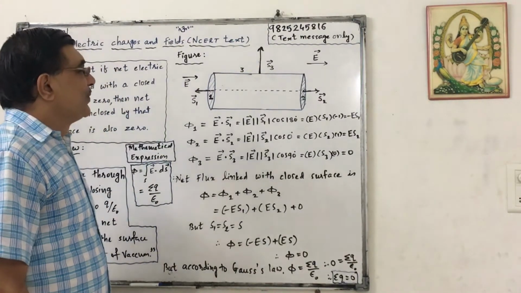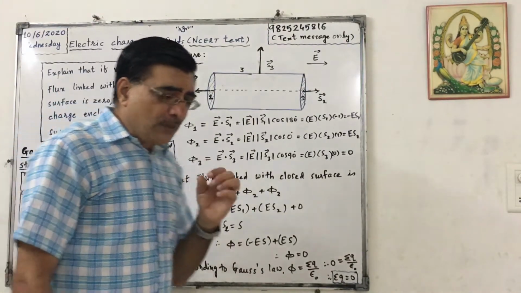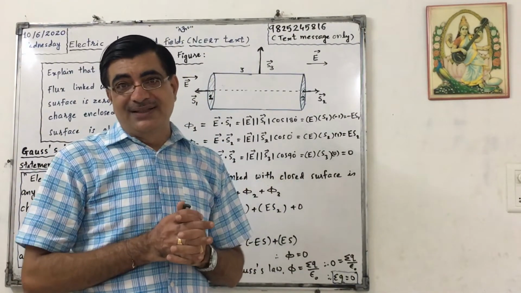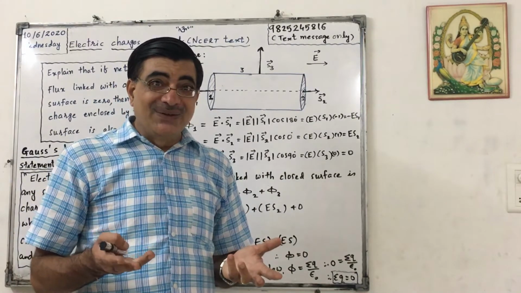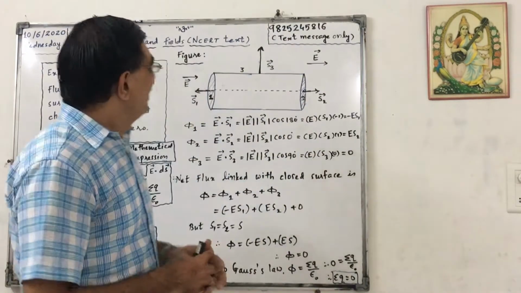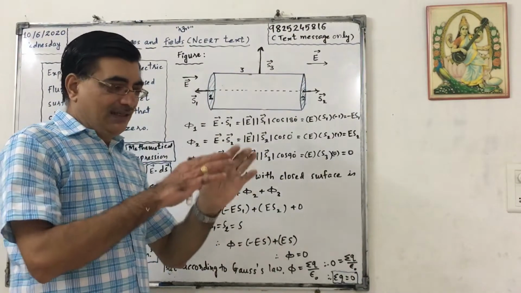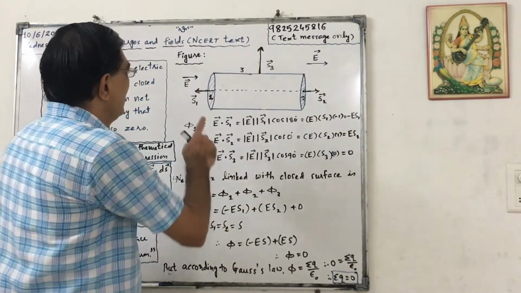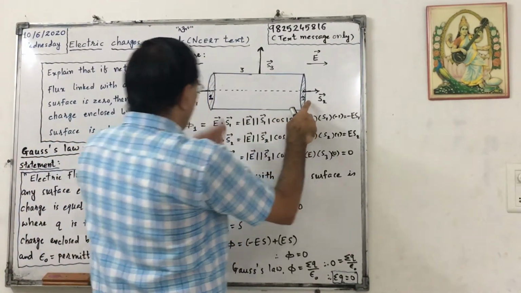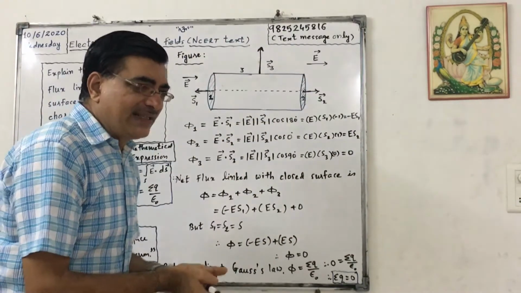So first of all, let us consider this figure. Always draw a proper figure, neat and clean and of somewhat large size, because physics is about visualizing things. So this is the figure. I have considered a cylindrical surface. Now see, this side I have named 1, this side 2, and the curved surface 3.